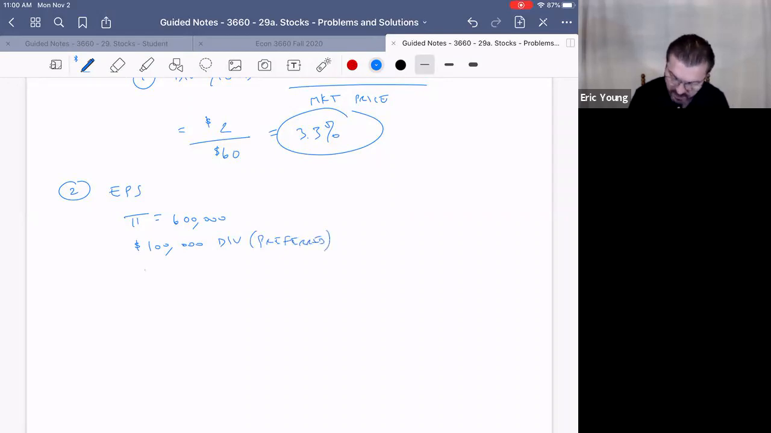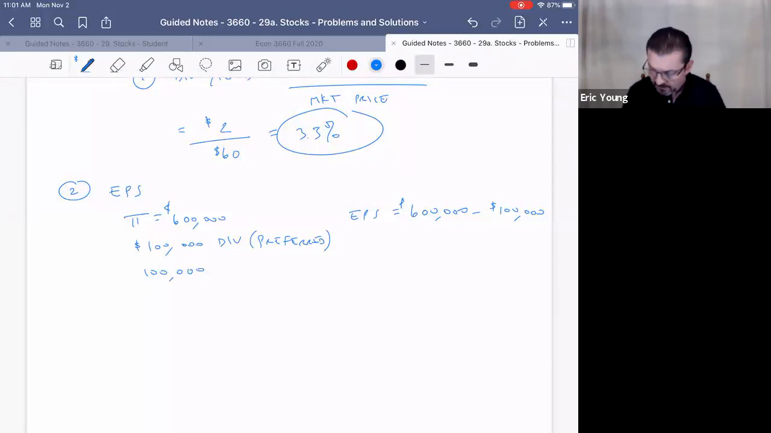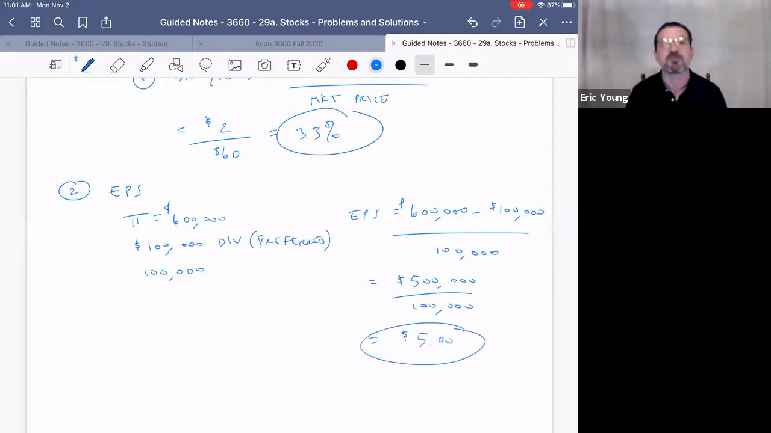And we know that there's 100,000 shares outstanding. Put a dollar sign there. So the EPS would be equal to 600,000 minus 100,000. That is their net profit that they brought in. And then you subtract the dividends that they paid. You divide that by the number of shares outstanding. This would be 500,000 divided by 100,000. And therefore, we would say that CAP has an EPS of $5.